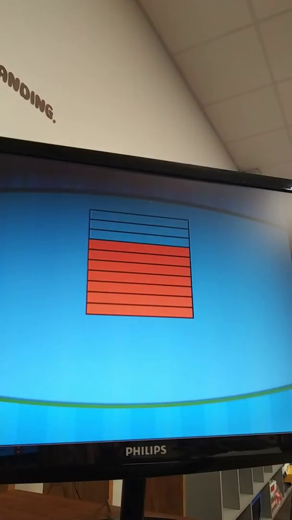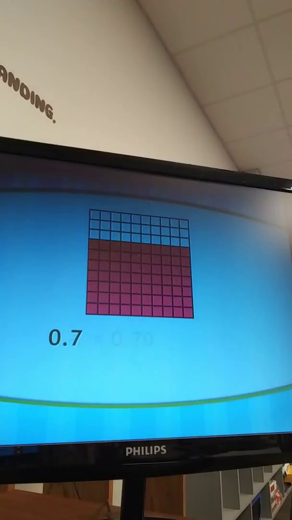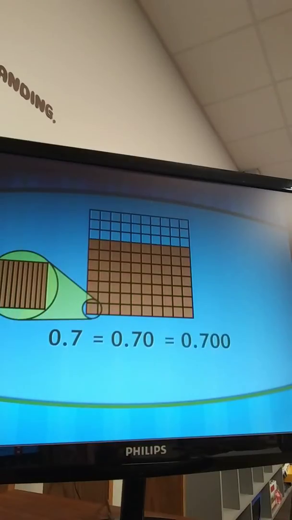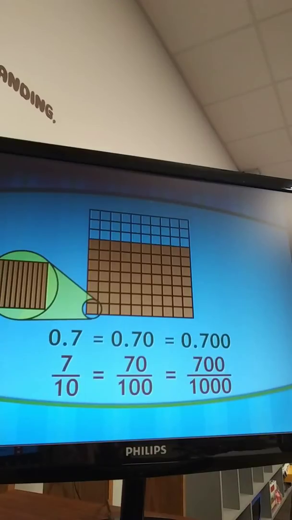Again, the same representation, this time 7 of them shaded. 7/10, 70 hundredths, and 700 thousandths. All the same thing. They are all equivalent.